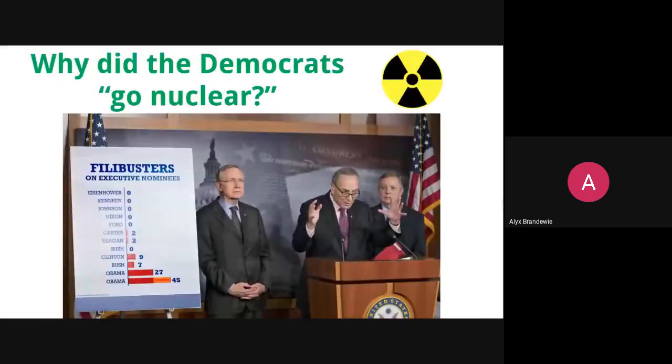Needing 60 votes to get a cloture motion and stop a filibuster is ultimately going to be problematic, and we see the problematic nature of that come to fruition in 2013. You may or may not have heard of this idea of a nuclear option, right? Democrats introduced the nuclear option in 2013 because 45 was the projected number. It actually ended up being a little bit less than that, but 45 of the nominees that President Obama had asked the Senate to confirm were filibustered.